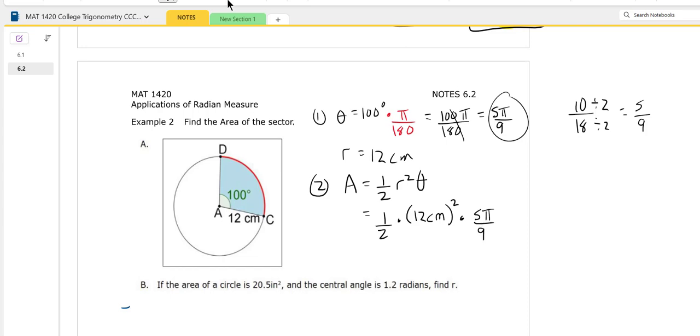Now on this problem, we're going to get both an exact answer and a rounded answer. I do want to keep the units in here because I want to show you how the units work out. So this is 1/2. 12 squared is 144. Then you would have square centimeters now, because a centimeter times a centimeter is a centimeter squared. Then we'd have times 5 pi over 9, like that. Now what you can do is go ahead and multiply this whole thing out. I'm going to move this up here. You could put that over 1 if you want to do it this way. You could also reduce the 144 and 9 if you want to.